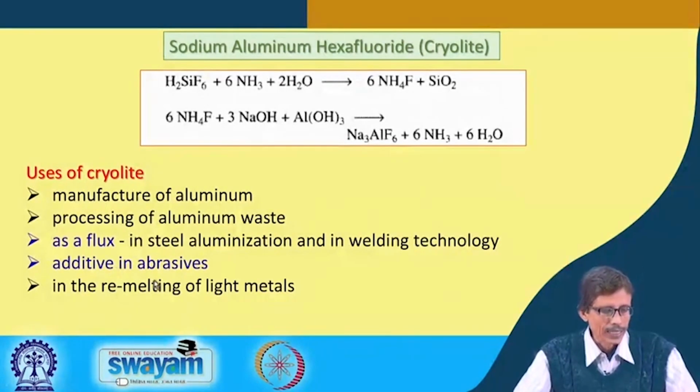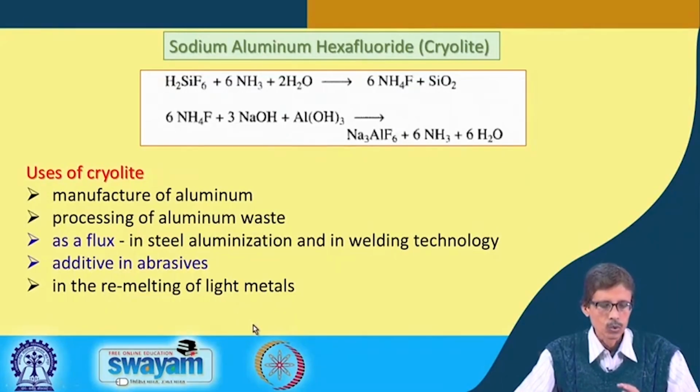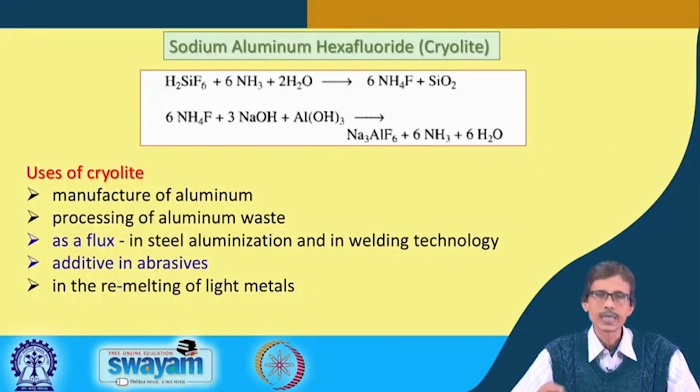Then it can be a very good additive for making abrasives. So, the abrasive industry is also dependent on cryolite, and in the remelting of light metals, again some kind of material like a flux, we can use cryolite for the typical melting process, the fusion process. What we see is that for melting of gold we use borax, which is a very good flux material. Similarly, for remelting of light metals, not the heavy metals, the light metals, we can use this particular compound, that means cryolite, directly for that process.